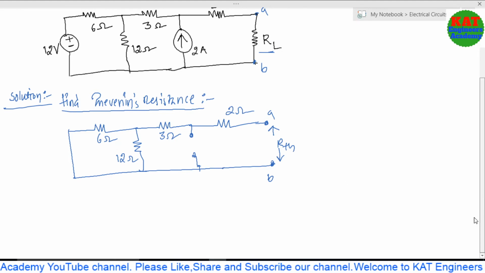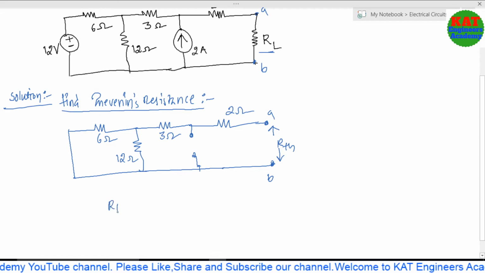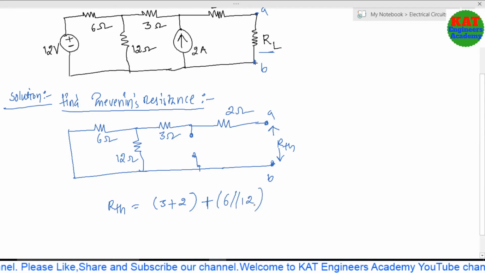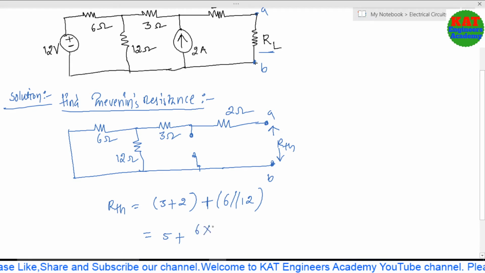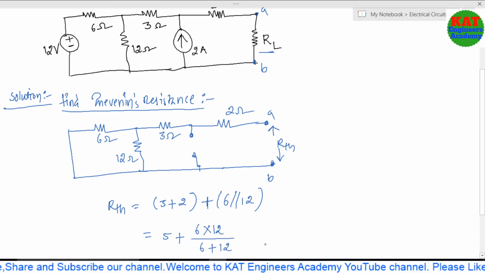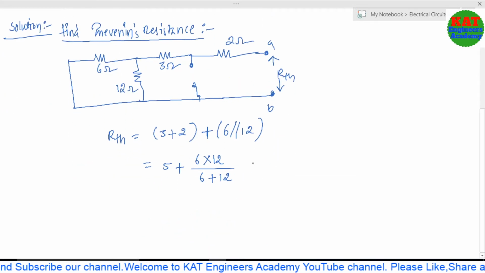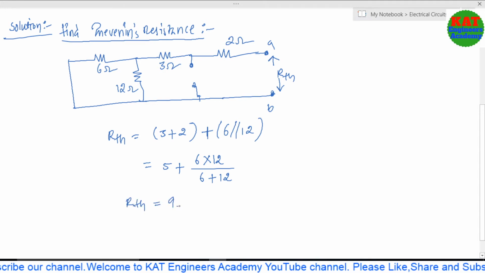So finally, directly here I am writing the equation. RTH: 3 and 2 are connected in series, so 3 plus 2. This combination is in series with the 6 in parallel with the 12. So finally the answer is 5 plus 6 into 12 by 6 plus 12. Now the final answer is RTH equal to 9 ohm.